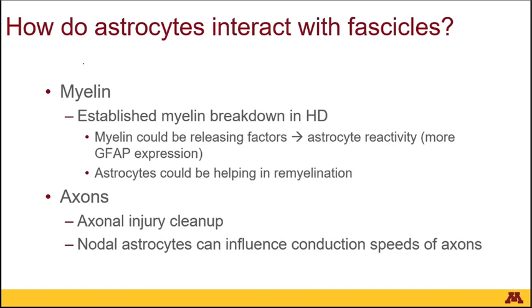The other alternative relates to axons. First, many axonal injury studies have shown that astrocytes show up after axonal injury to clean up debris. But second, astrocytes can actually surround a node, and a node is the region in between individual myelin sheaths on an axon. And the astrocytes can influence conduction speed of axons by releasing ATP. That's pretty new research, so there's not a ton about it, and there's definitely not much on how that interaction is affected in neurodegeneration or demyelination cases.